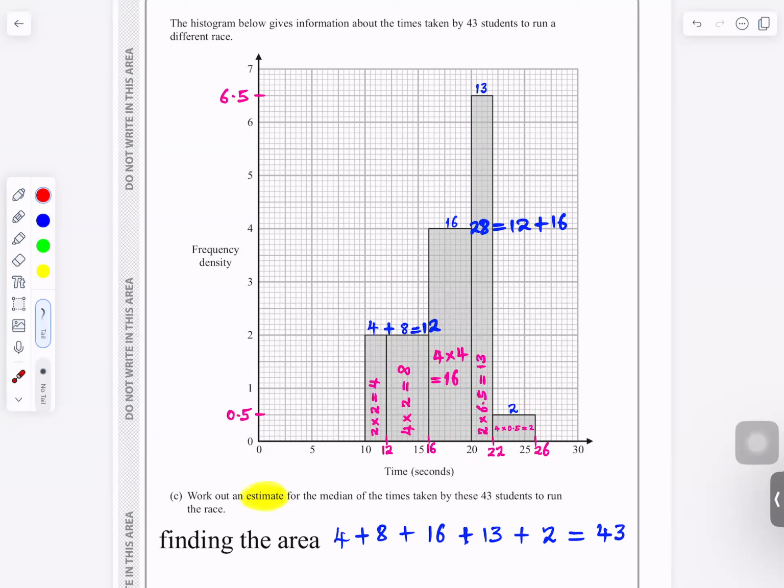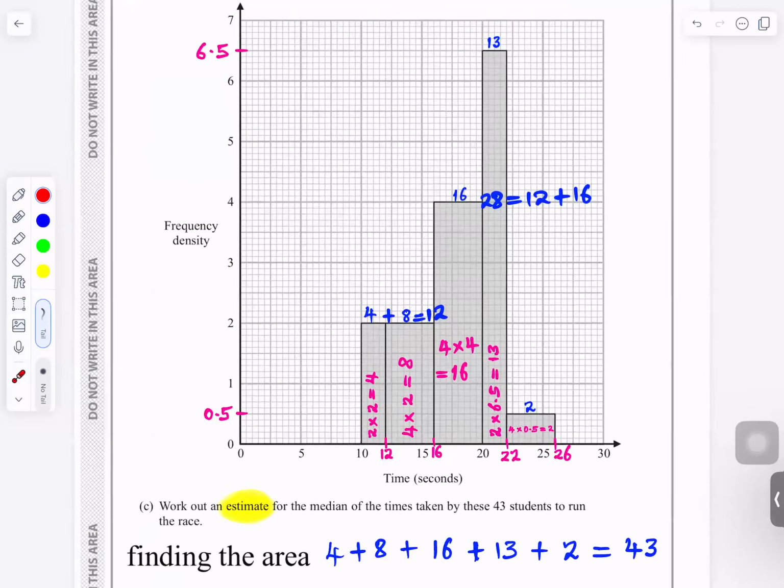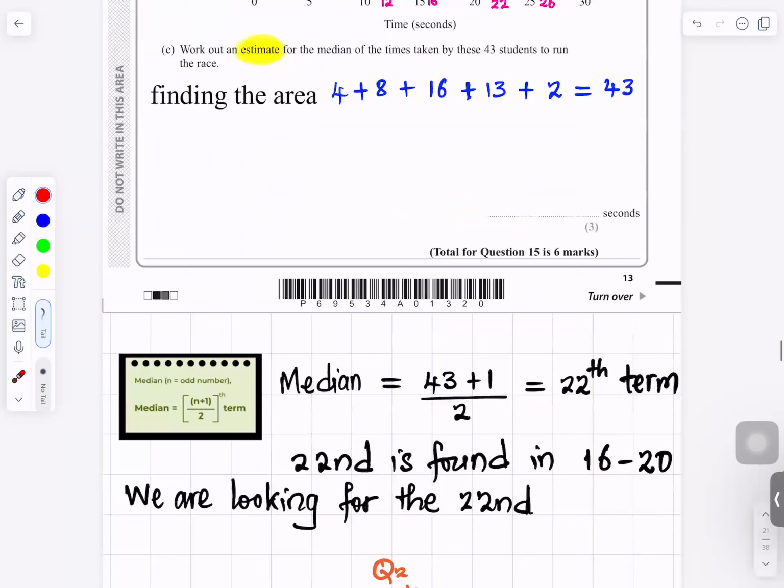Now, to find that estimate, there are a couple of ways we can do it. But the first thing is I'll zoom into this to find the formula for median.